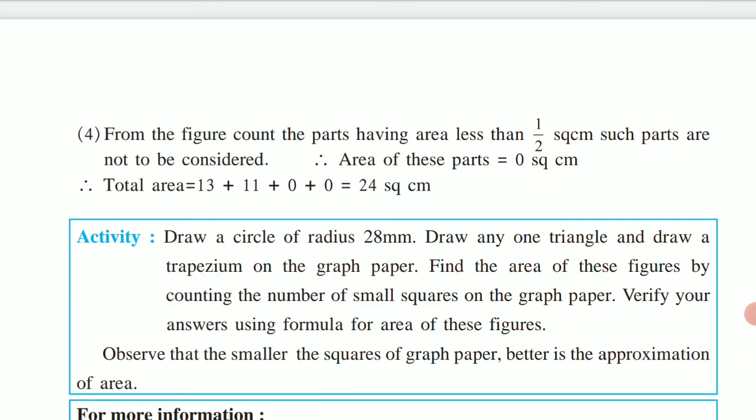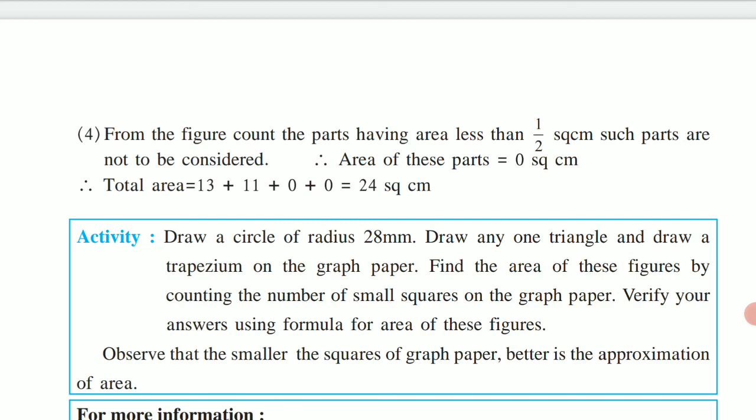From the figure, count the parts having area less than 1 upon 2 square centimeter. Such parts are not to be considered. Therefore, area of this part is equal to 0 square centimeter. Therefore, total area of the figure is equal to 13 plus 11 plus 0 plus 0, is equal to 24 square centimeter. That means the area of the given figure is 24 square centimeter. In this way, we can easily calculate the area of irregular shaped figures.